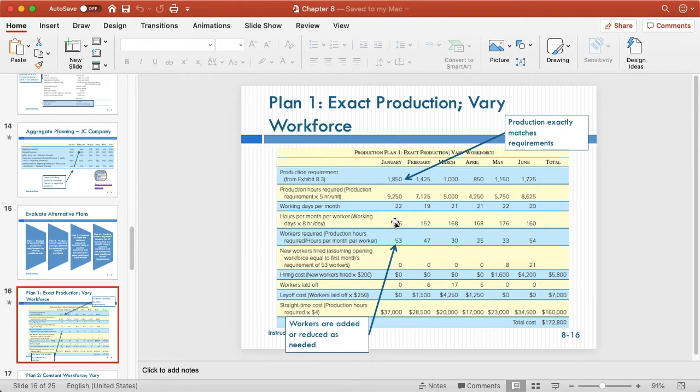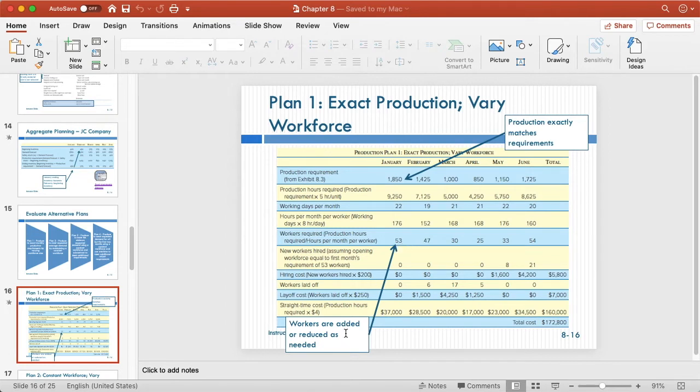Since you already know that within this month, the total working hours you need to produce this specific amount is 9,250 hours, and every worker can work 176 hours, how many workers do you need? It's very straightforward: you use the total working hours divided by the 176 hours per worker to get the number of workers you need within January. It will be 53.